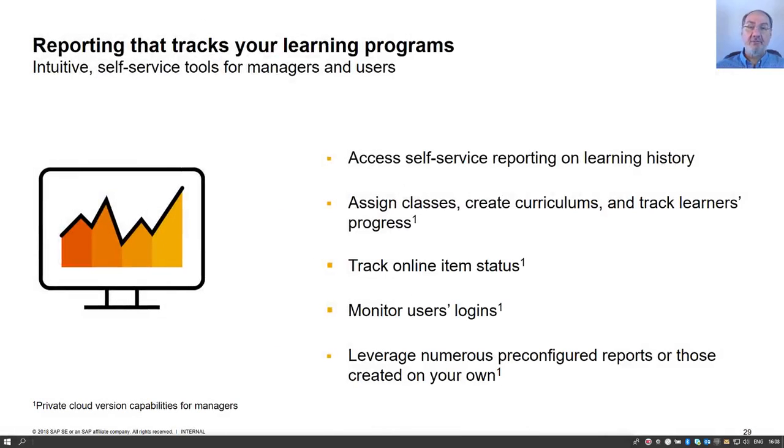With the SAP Learning Hub Private Cloud version, learning managers can access additional reports such as learning history, displaying all courses marked complete within the SAP Learning Hub. Online item status, to gain visibility into courses listed in training plans, the number of times they are opened, and the length of each learning session. Curriculum status summary, to understand each learner's progress on the various curriculums in which they are engaged. User login, view who has logged into the system in the last 24 hours, for example.